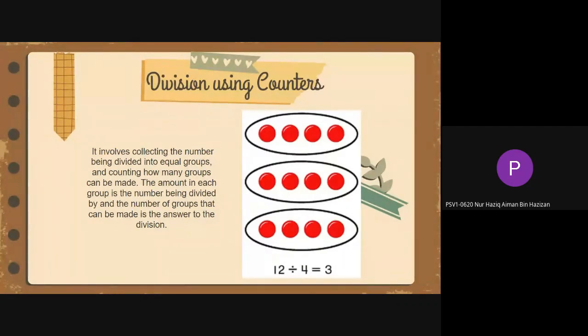Okay, so this is for 12. There are 12 counters there, red circles. So we have 12, and we want to divide it by 4. So we can take 4 counters in each. So it will form 3 groups, as we can see in the diagram.